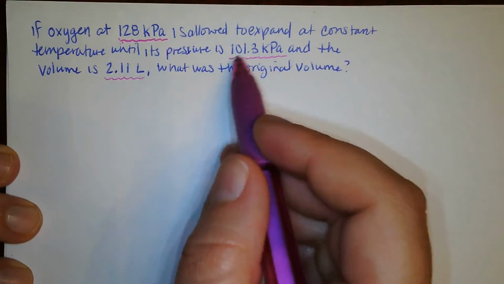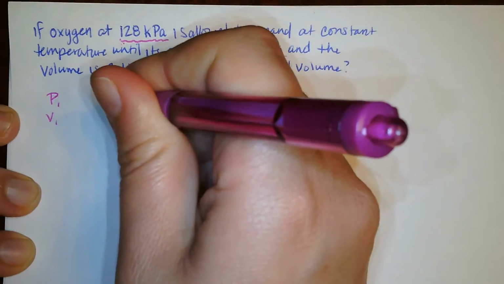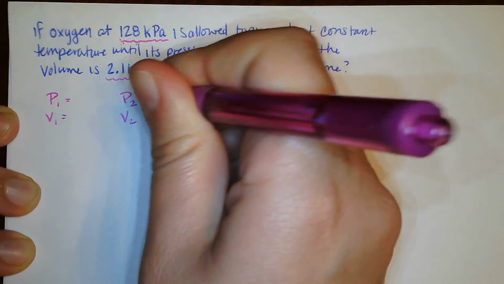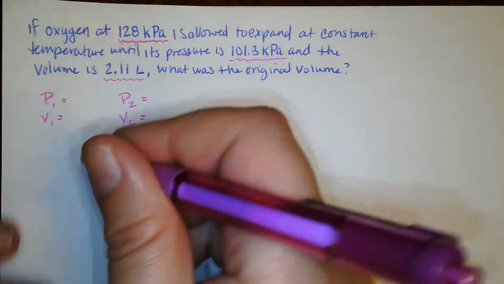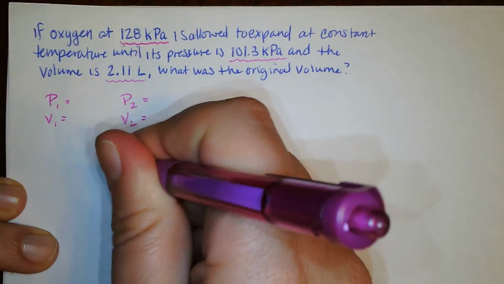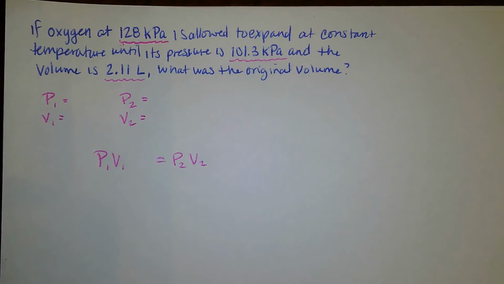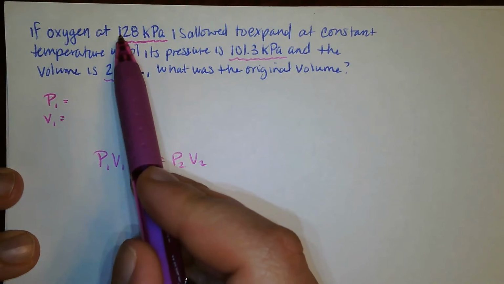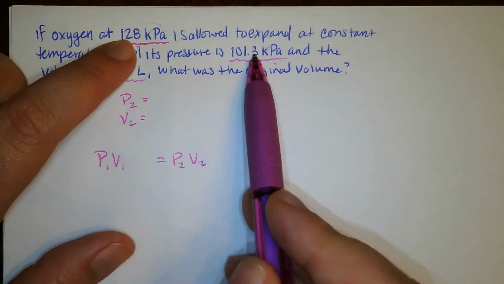So we're going to do P1, V1, P2, V2. Let's get some values in here. And then we can set up our equation, which is P1 V1 equals P2 V2. All right, let's see. This is a pressure, kilopascal, this is a pressure. So we have both of our pressures.